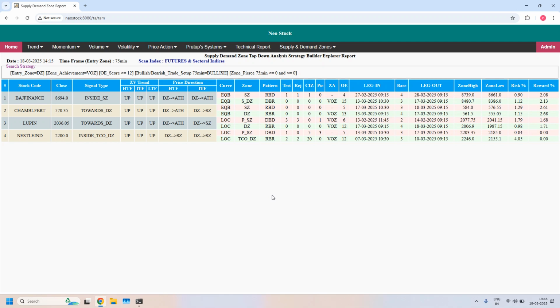Okay, we can further filter based on high probability setup supported stocks. First is LTF ITF supply zone confluence. LTF ITF demand zone confluence, because it is bullish trade setup. Bullish trade setup, always you have to use demand zones.